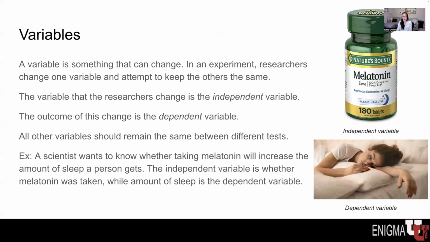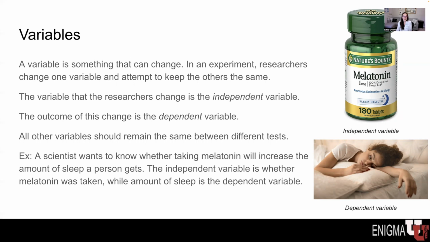Variables. We talk about variables a lot in our studies. It's a general term. A variable is something that can change, it can vary. In an experiment, researchers change one variable and attempt to keep all others the same so that they can observe the effect on another variable. The variable that the researchers change is called the independent variable, and the outcome is the dependent variable, because we are hypothesizing that its measurement, its behavior is dependent upon the independent variable. All other variables should remain the same between different tests.